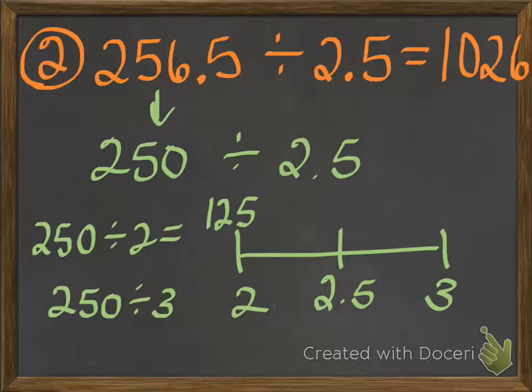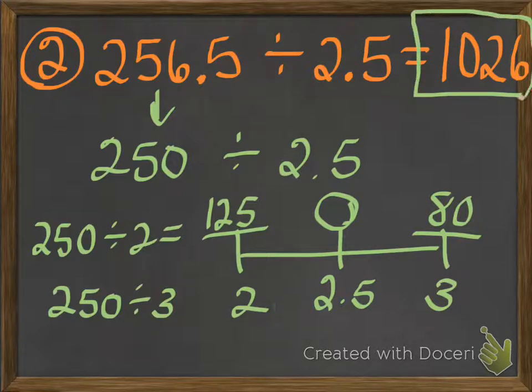Well, let's see here. 240 divided by 3 is 80. So it's probably going to be around 80-ish. I'm just doing some estimating there. So my answer has to be somewhere in between 80 and 125. I'm looking at my quotient up here, 1026, and deciding where to put that decimal point. My number has to be between 80 and 125.